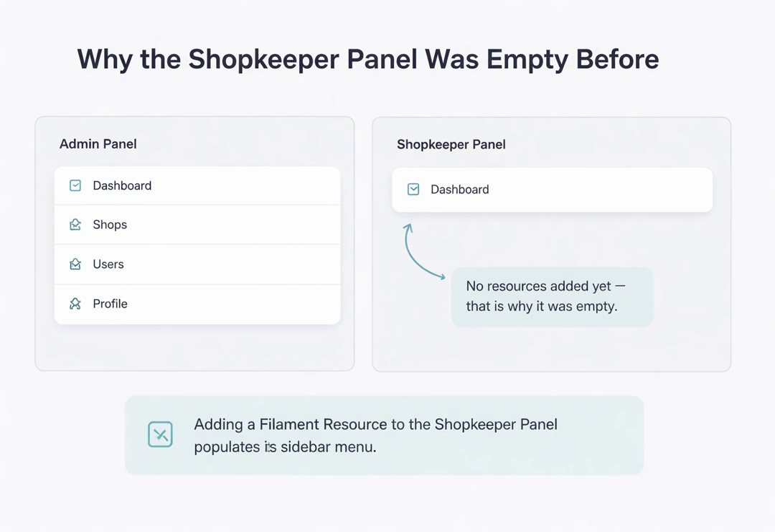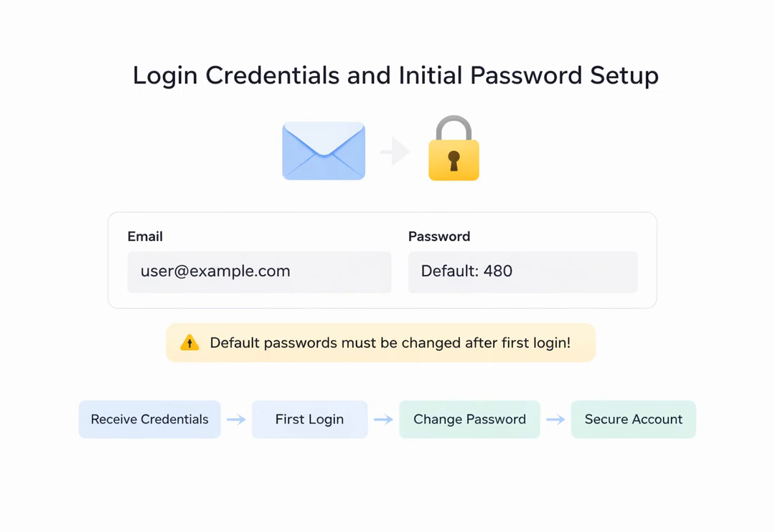So continuing from where we left off, when a new account is created, the system sends out login credentials, an email address, and a default password. In this example, the default password provided was 480. Now, the important thing to understand here is that this default password is meant to be temporary. The very first thing a user should do after logging in for the first time is change that password.